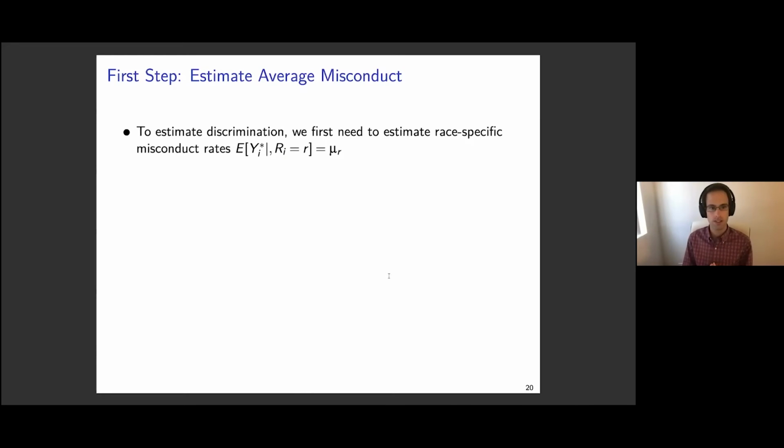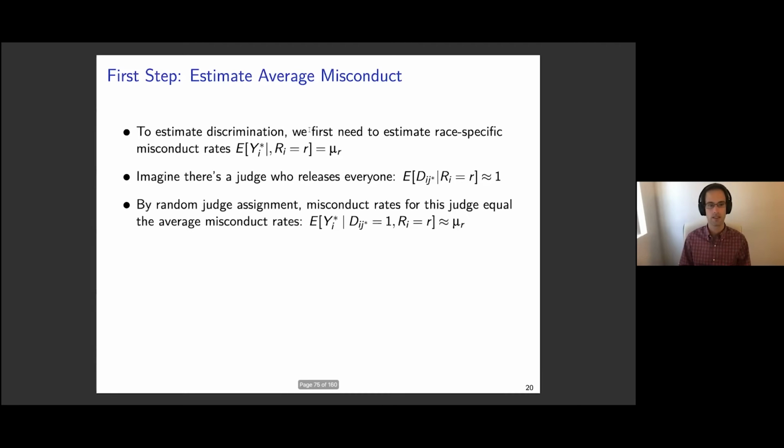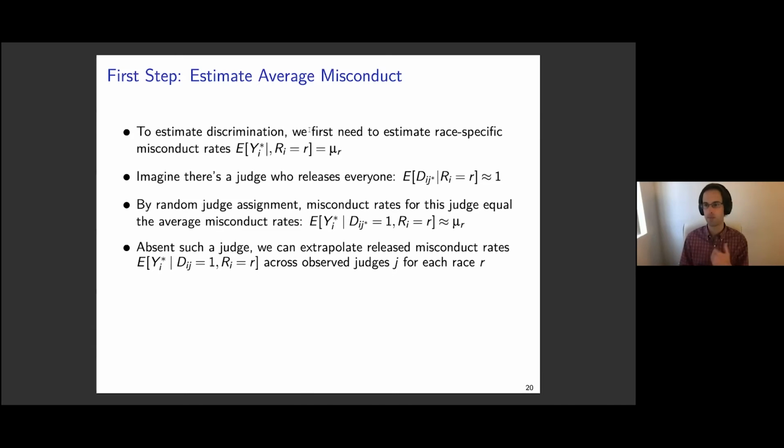Okay, so just to recap, the problem of having to condition on latent misconduct potential is now reduced to estimating just two moments in the data, which are the average misconduct rates for white and black defendants. We're going to imagine a judge that releases everyone, and by random assignment, the misconduct rates for this judge are just going to be equal to the overall average misconduct rates. Absent that judge, we're going to extrapolate using variation from judges that have high release rates in order to estimate what a judge that hypothetically releases all defendants would have for their misconduct rates.